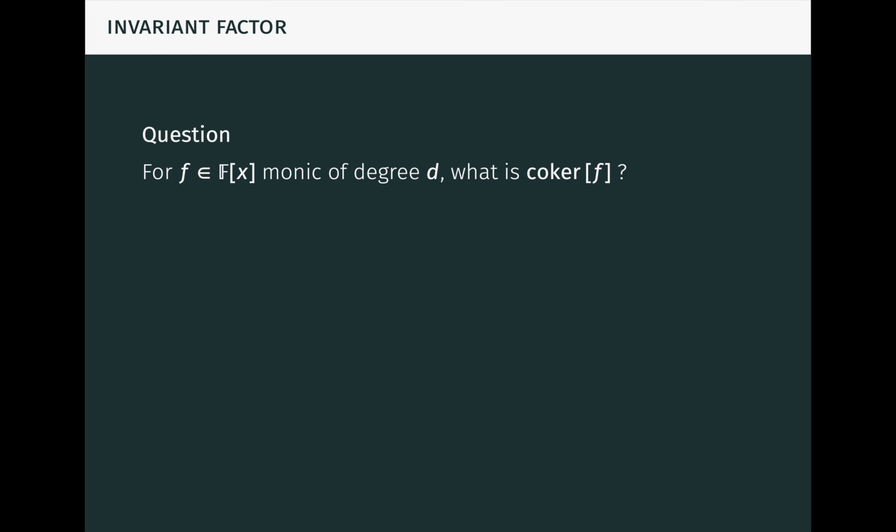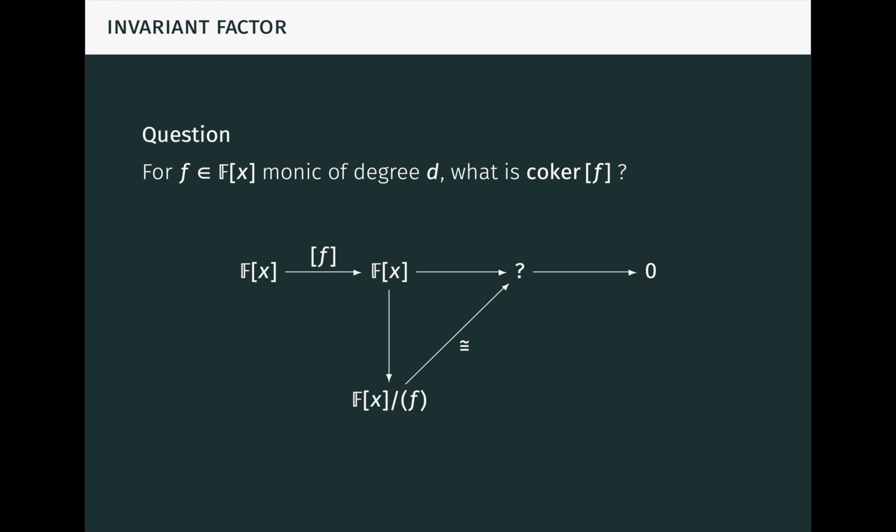For f a polynomial, monic of degree d, what is the cokernel of the 1-by-1 matrix containing f? Here's a presentation diagram. The 1-by-1 matrix containing f takes the module F[x] into itself, and its image is the submodule generated by the polynomial f, which we'll denote by parentheses. By the first isomorphism theorem for modules, the presented module must be isomorphic to the quotient module of F[x] by the submodule generated by the polynomial f. We now study this structure.